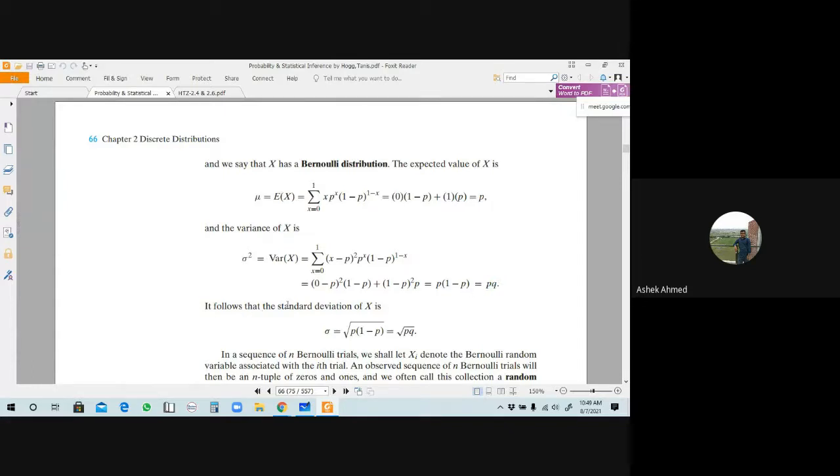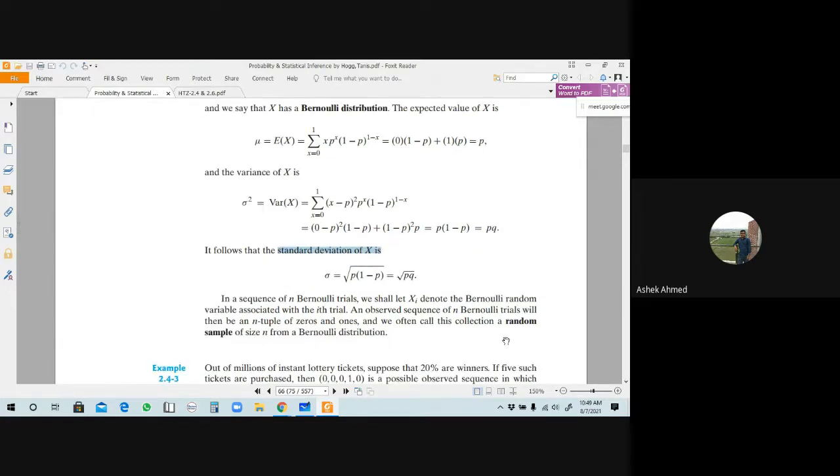It follows that the standard deviation of x. Now tell me, what is the standard deviation? Can you say? Respond to me. The standard deviation is the positive root of the variance. Is it right? So the variance is here pq, so the standard deviation of this random variable will be root over pq. So this is the standard deviation of the Bernoulli distribution.